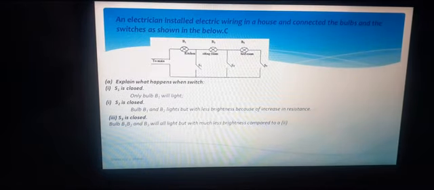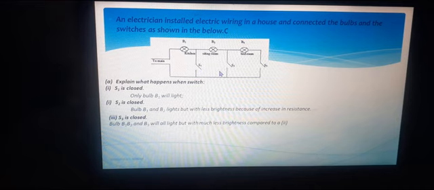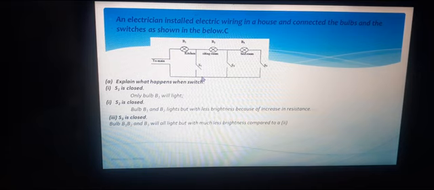An example: an electrician installed electric wiring in a house and connected the bulbs and the switches as shown below. So we have switch 1 controlling bulb 1, switch 2 bulb 2, switch 3 bulb 3. Let's challenge ourselves. Explain what happens when the switch S1 is closed. If we close S1, what is going to happen in this case? Only bulb A is going to light because the current will move only to bulb A.